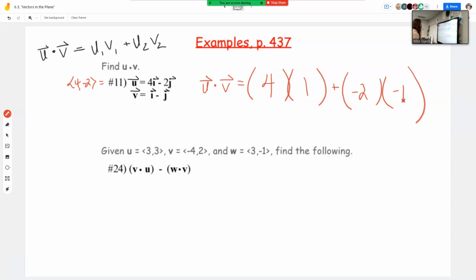Wait, wouldn't it be just positive one because? Nope, it's a minus. Are we looking at B? Oh yes, okay. You see it? Yeah, that's it. So we do the first plus the second. So multiply the first plus multiply the second.